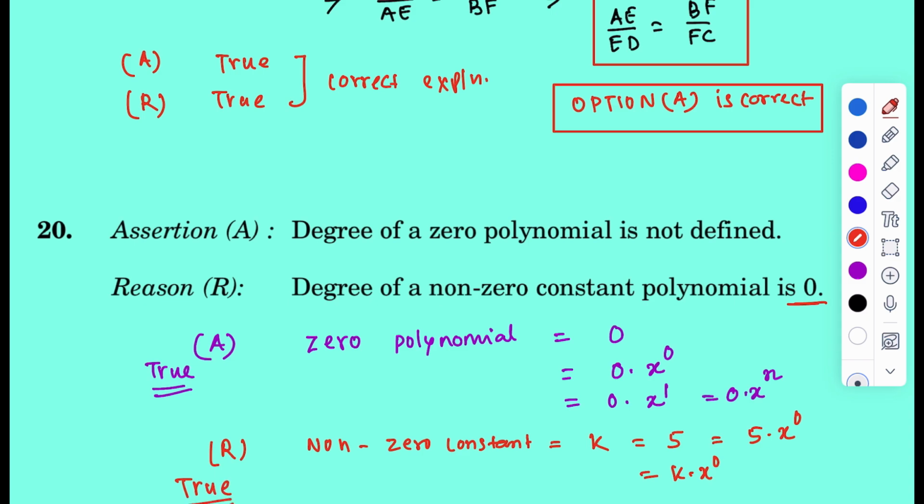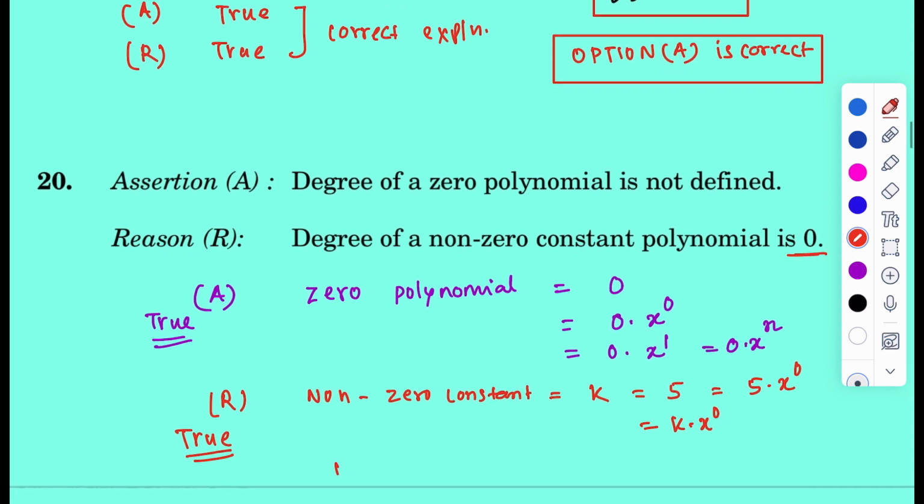Both are true, but the reason is not the correct explanation of the assertion. Hence option B is correct. Option B is correct.